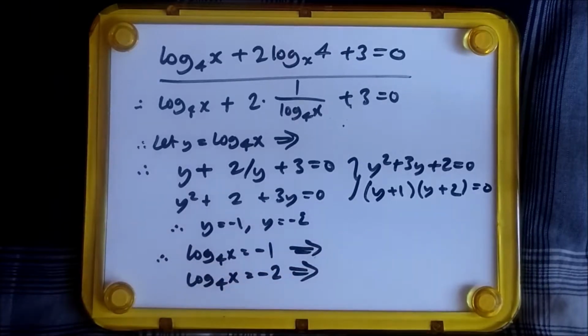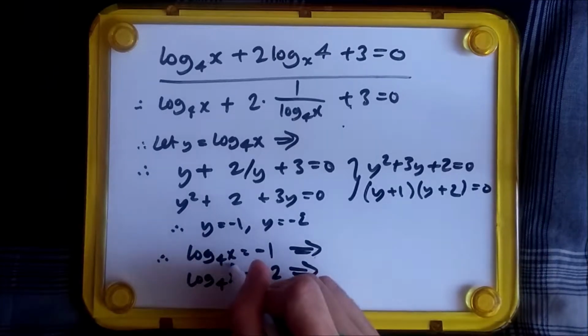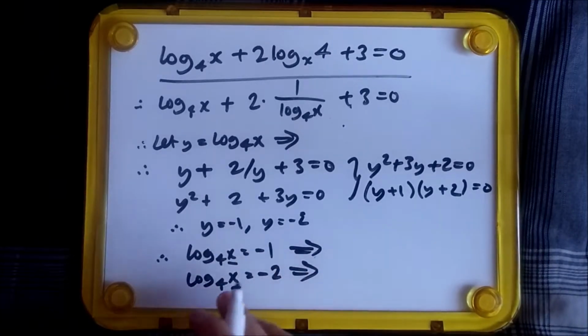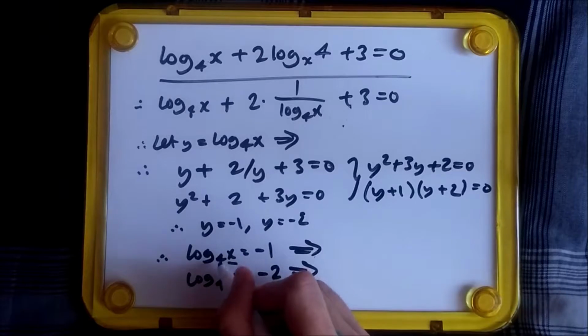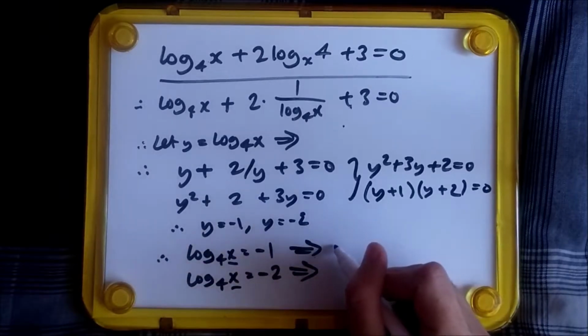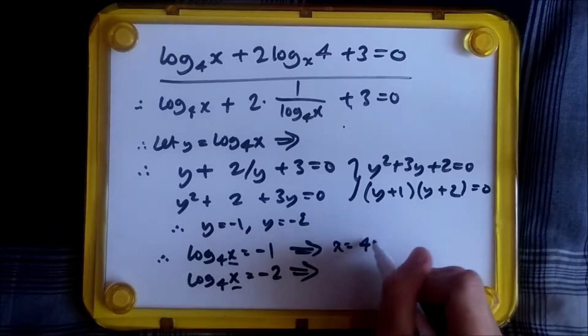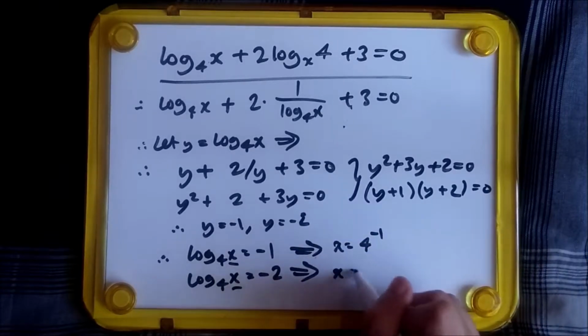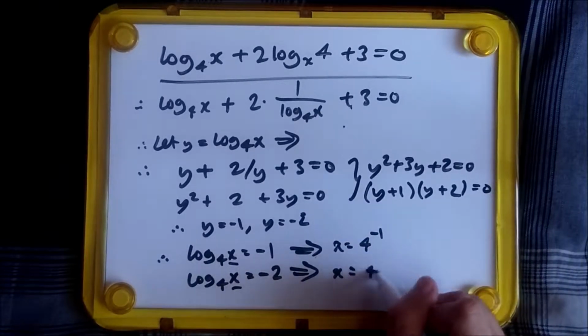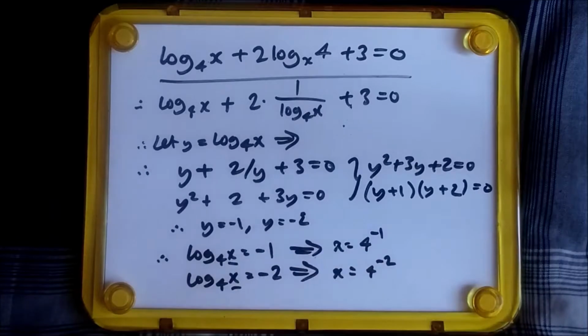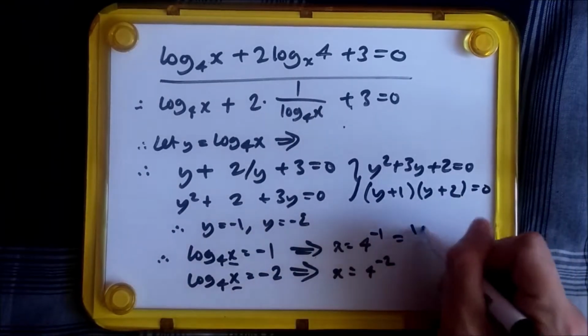Now for both of these, using a standard log form, what I will do is just, keeping x fixed, bring the 4 up and the -1 up. So we're going to have x equals 4 to the power of -1, and x equals 4 to the power of -2. And that's it. And of course, 4 to the power of -1 is 1 over 4.